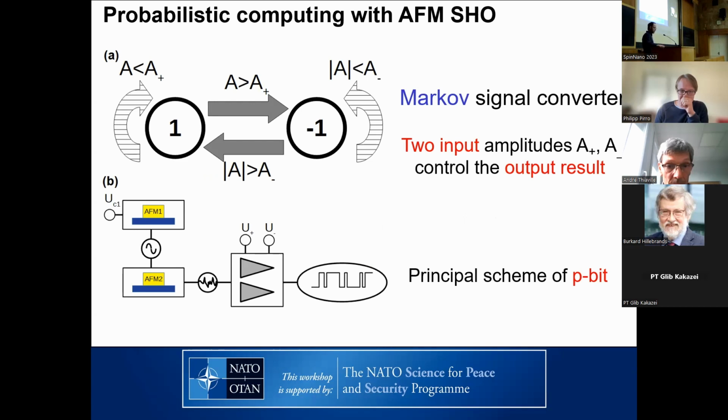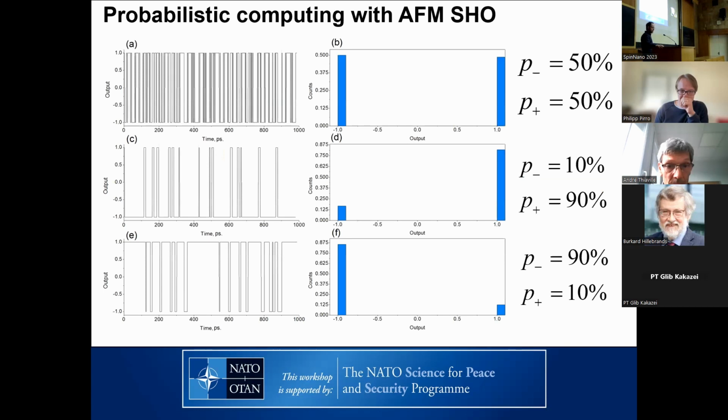The principal scheme of the p-bit, you can see below. So we need the first spin Hall oscillator to produce this gigahertz harmonic signal to drive the second spin Hall oscillator. After that, it goes to this signal converter, and as a result, you arrive at the p-bit-like signal. And there is some modeling. You can indeed, by controlling the amplitudes, arrive at 50-50% probability, where the system will be in one state or another, depending on the amplitude you choose.